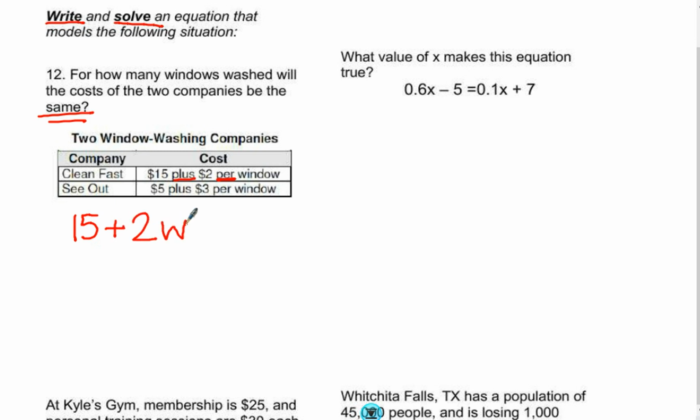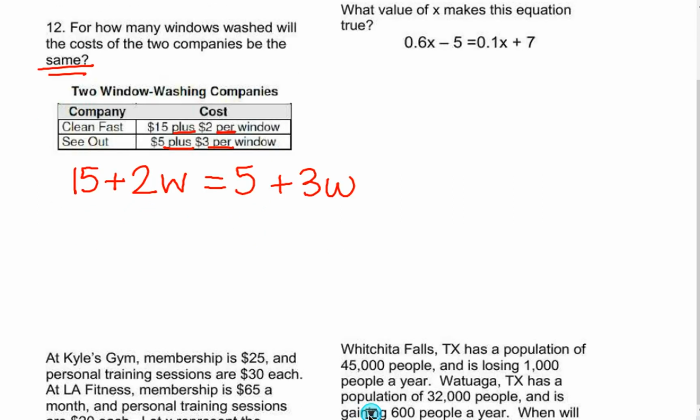We'll say W for window. And we want to know when these two companies will cost the same, so we're going to set them equal to each other. All right, so we can see at how many windows they need to wash to have the same cost. Then our second company here is $5 plus $3 per window. So now that we've set these two companies equal to each other, we can solve for W to see how many windows they need to wash in order to have the same cost.